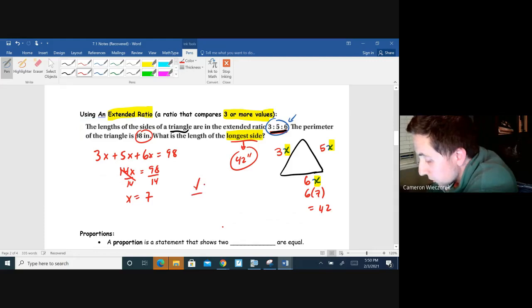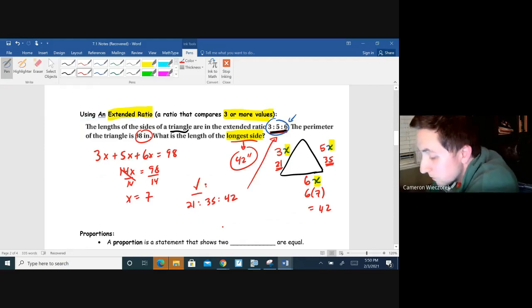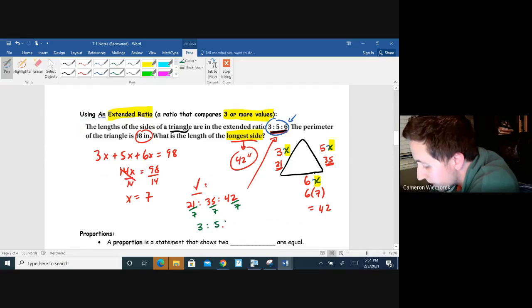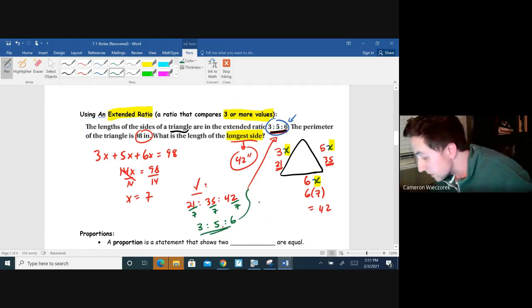Now, good way to check your work. Find the other ones too. 3 times 7 would be 21. And 5 times 7 would be 35. If you take the ratio 21 to 35 to 42, it should reduce to the ratio they gave you. And it does, because if you divide all of these by 7, that's the biggest number that fits into all 3. 21 divided by 7 is 3. 35 divided by 7 is 5. And 42 divided by 7 is 6. Perfect match. So that's a good way to check your work. See if it comes out to the extended ratio that they gave you.